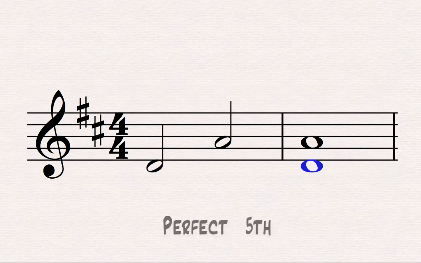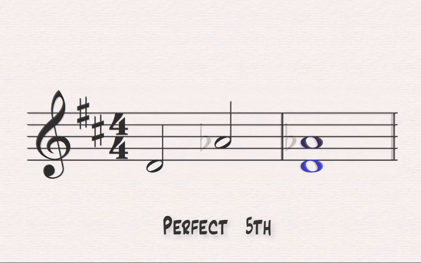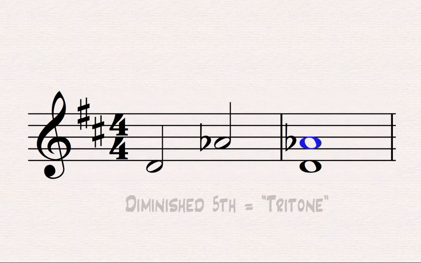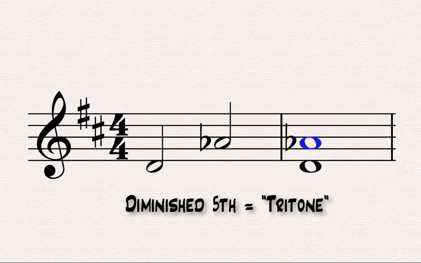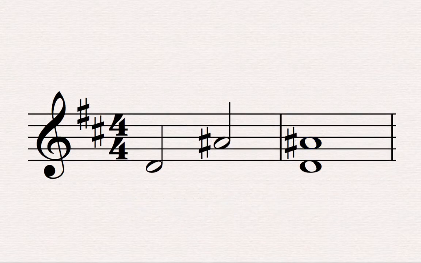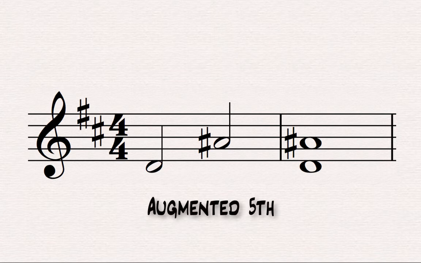So let's take a look here at our perfect fifth. We're in the key of D now. Notice that the A is in the key of D, so it's a perfect interval. Now we lower the A to A flat, and we get a diminished fifth. And notice that the diminished fifth is also called a tritone. It sounds the same as the augmented fourth. There's our augmented fifth, noticing that we've raised the A by a half step.